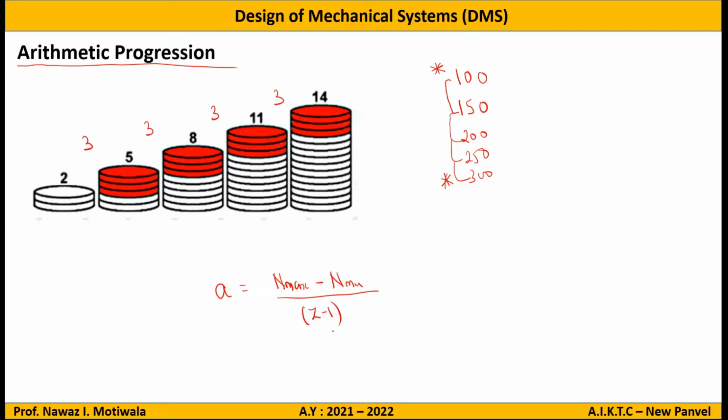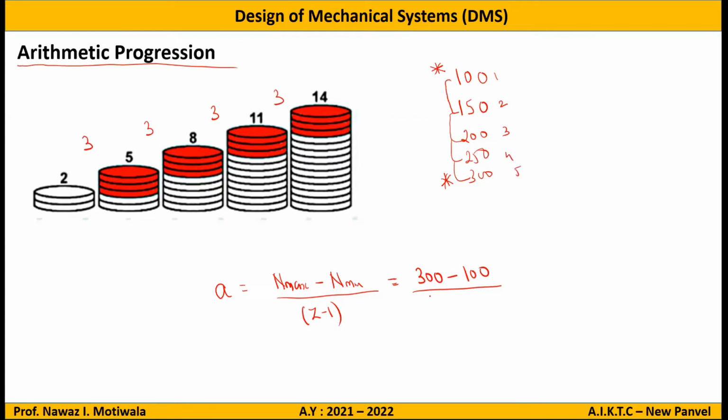So just observe and tell me how many stages I have taken in my example. 5. Okay, let us write down here. N max कितना होगा? 300. N min is 100, divided by how many speed variations are there? 1, 2, 3, 4, 5.